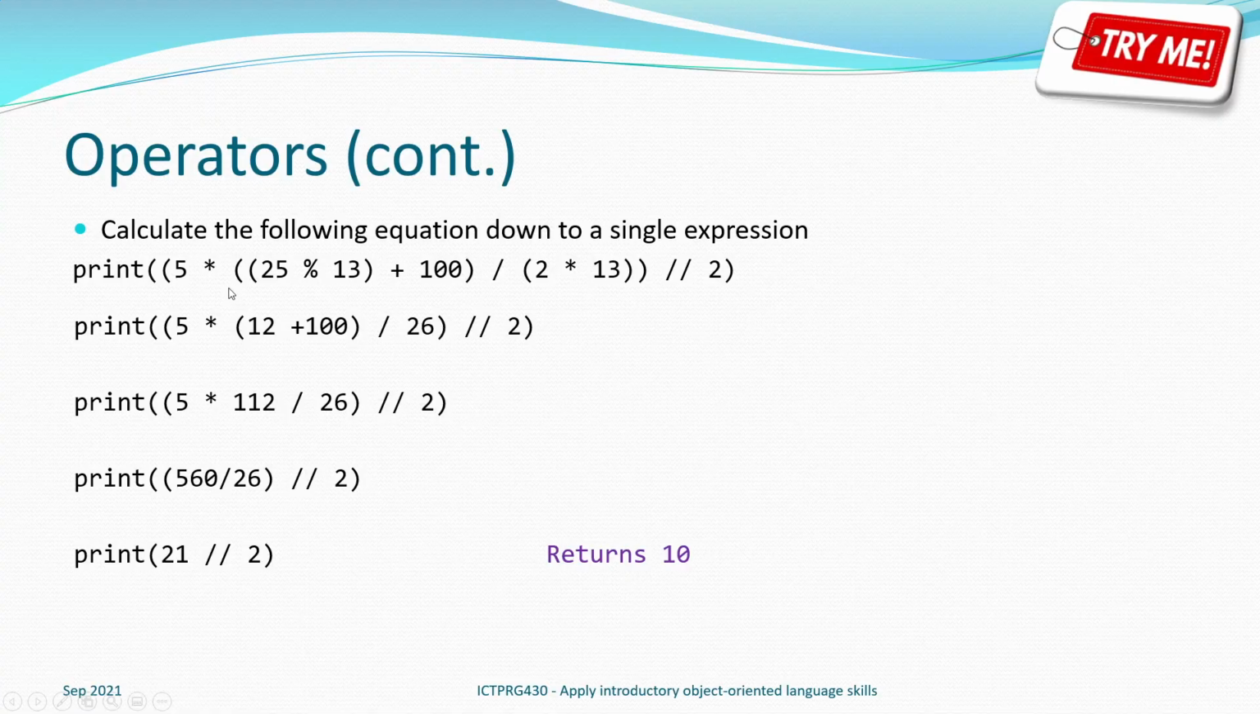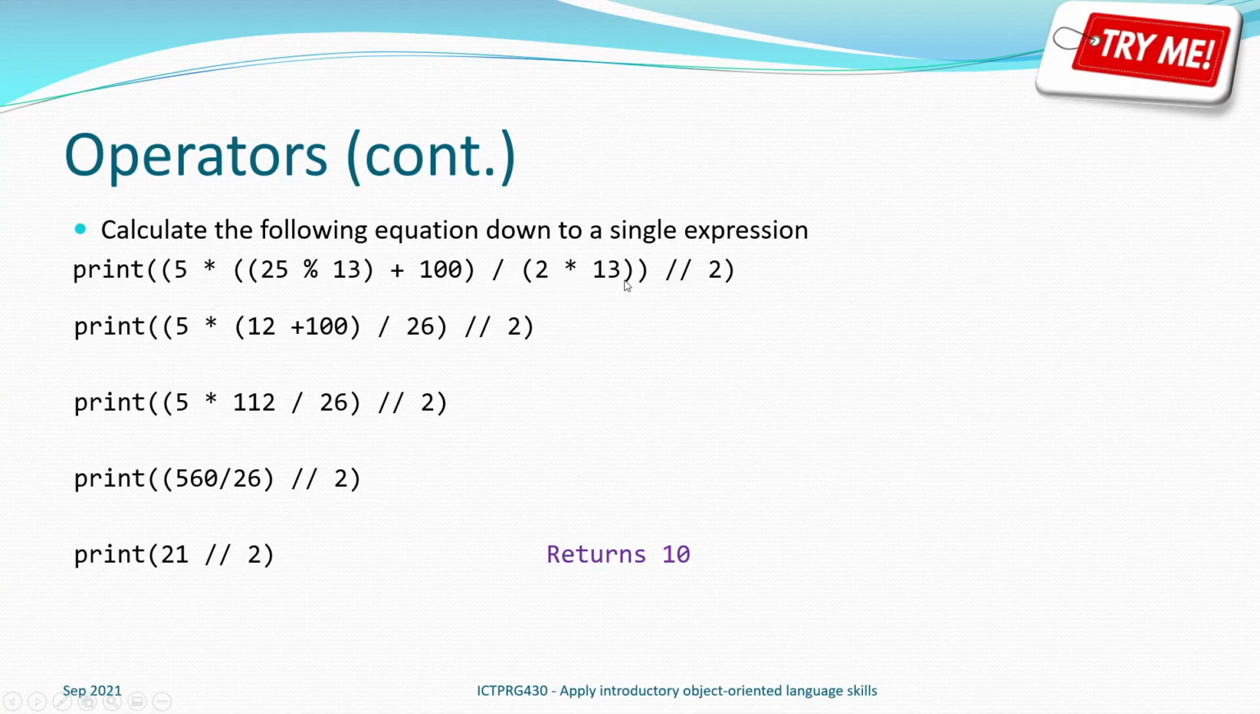So the first one, 25 remainder 13, gives us 12. Now that is a bracket inside a bracket, which is with the plus 100. So that's 12 plus 100. Over here we have a division, then a set of brackets.